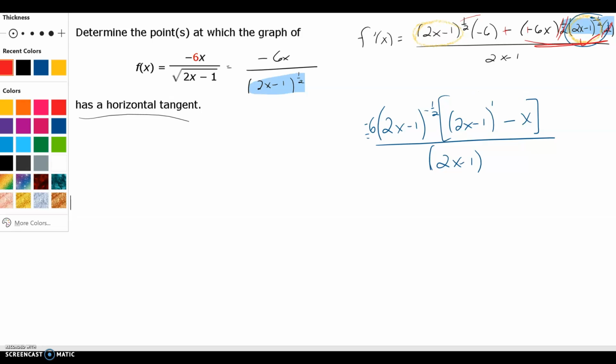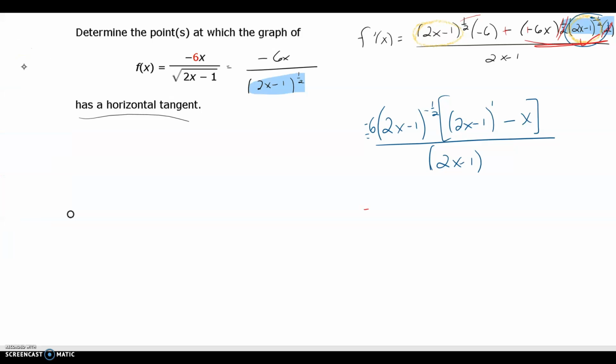And now we're at least almost done with a nice looking derivative. Negative 6, this is going to go down. (2x minus 1) to the 1/2 times (2x minus 1) is (2x minus 1) to the 3/2. And then this cleans up real nicely. 2x minus 1 minus x is x minus 1. Okay, now we can answer the question.